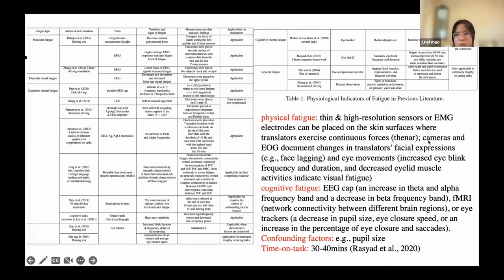And we can also use cameras and EOGs to record changes in translators' facial expressions. For example, face sagging is believed to be a signal of fatigue. And we can also use eye movement indicators such as increased eye blink frequency and duration, and decreased eyelid muscle activity. In terms of cognitive fatigue, an EEG cap is a decent tool because statistics show that an increase in theta and alpha frequency bands and a decrease in the beta frequency band can indicate one's fatigue.